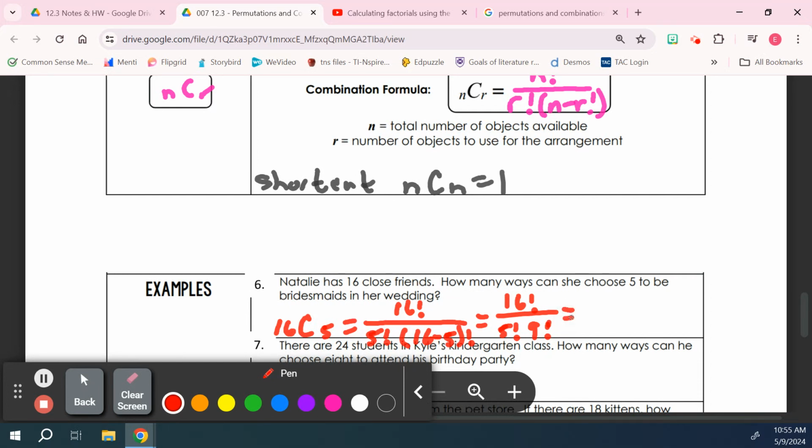I want you to type this in your calculator. Make sure you put parentheses around that denominator so that everything is all in one. If you do this correctly, you should get 4,368. Please confirm that you got that. How we do, okay? All right. Let's take a look at the next one.